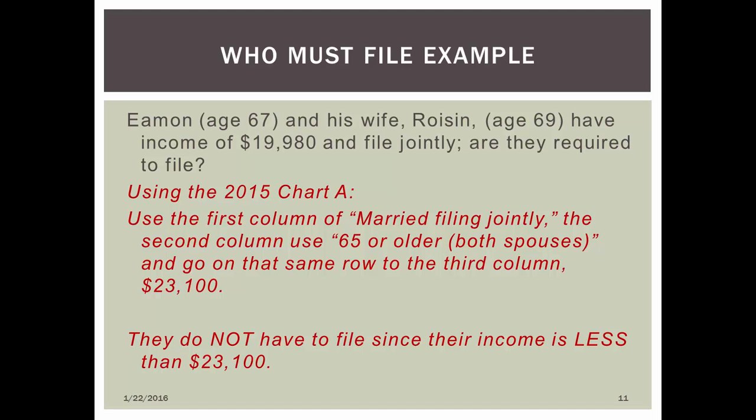Now let's take a look at the same example, only using the chart. So here we're going to go in the first column of Chart A to where we see married filing jointly. And we're going to go over to the second column, and there are 3 rows there: one if neither spouse is 65 or older, one if one of the spouses is 65 or older, and one if both of the spouses are 65 or older. In this case, both spouses are 65 or older. So we're going to choose that row, and we're going to go over to the third column, and we're going to see 23,100. They do not have to file because their income of $19,980 is less than the $23,100.